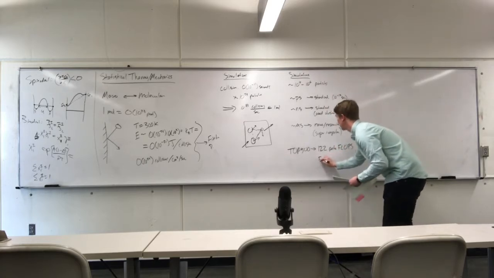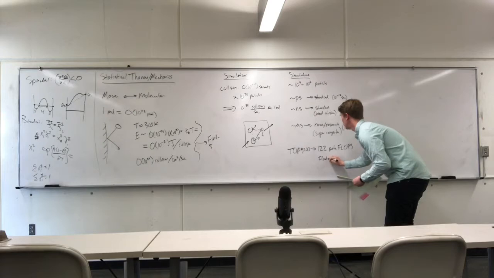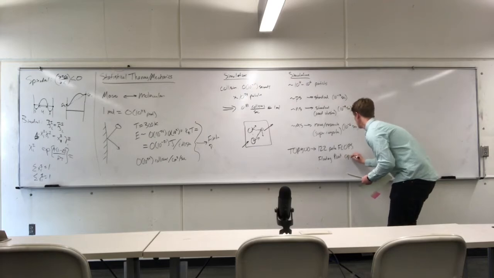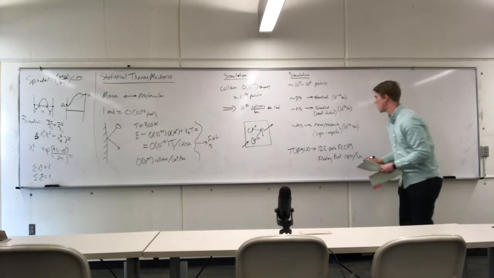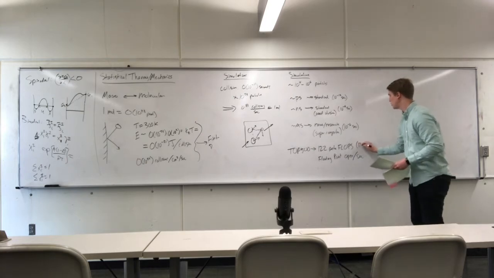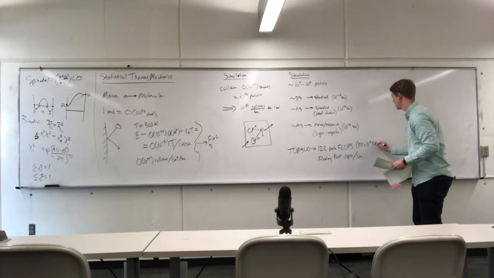FLOPS stands for floating point operations per second. A flop is one such operation. So this is 122 times 10 to the 15 flops.